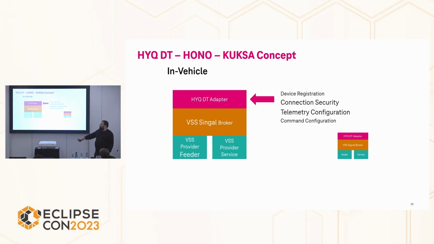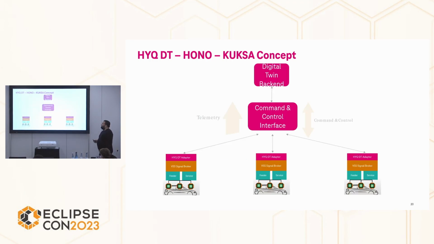cloud and do things like device registration, making sure connect security is in place, and the telemetry configuration. So in combination, it looks like that. You have some cars down here, which are all using Kuksa inside the car. Then we have Hono as a command control interface in between to streamline the data and then forward it to our digital backend.